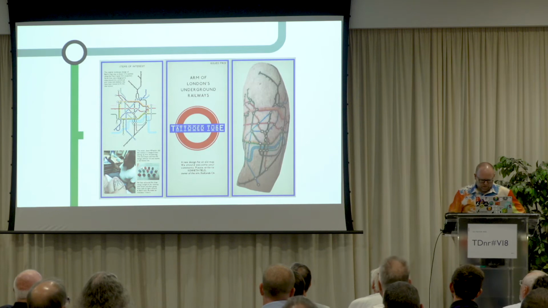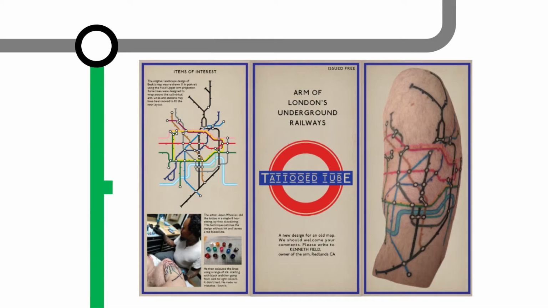Okay, so another new design for an old map, and it's actually a presentation by myself and also Professor William Cartwright from RMIT in Melbourne. So let's kick it off. As some of you might know, I have a very unhealthy fetish with a certain tube map, the London Underground map.